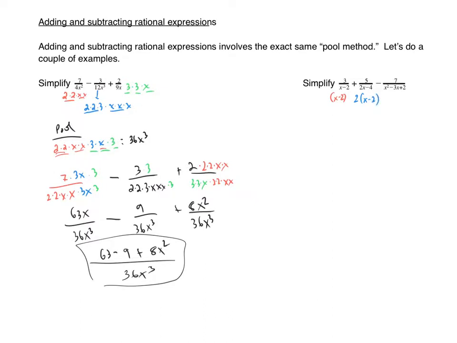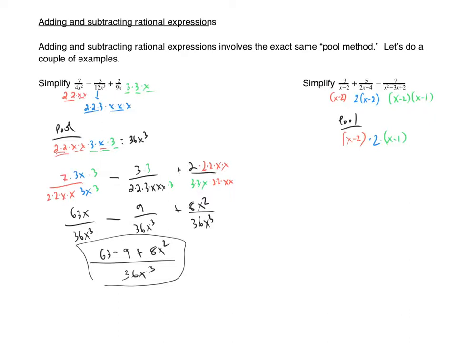Cool. And then my third denominator, x squared minus 3x plus 2, factors into x minus 2 times x minus 1. So I'm going to build my pool. Toss in my x minus 2. Go to my second denominator. I need the 2 and an x minus 2. I already have the x minus 2, so I'm going to toss in the 2. Go to my third denominator. Needs an x minus 2 and an x minus 1. I've already got the x minus 2, so I'm going to toss in the x minus 1.